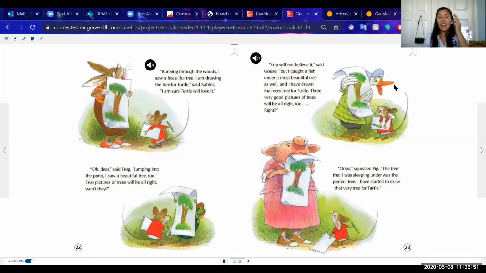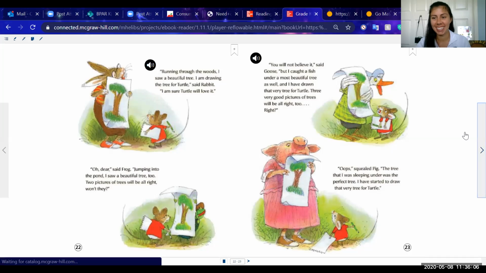So first, all of the friends wanted to draw pictures of flowers. Now what do they want to do? They all drew Turtle pictures of trees. Is that going to work?